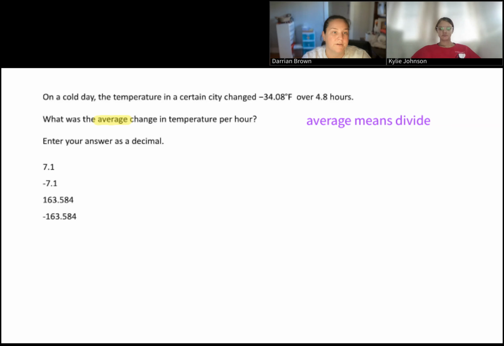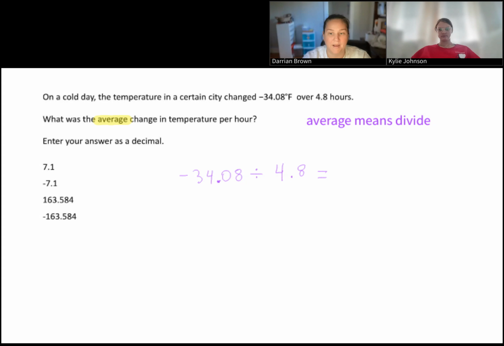Okay, it wants the average change in temperature per 1 hour. We have a total of 4.8 hours, and then we have a total temperature change of negative 34.08. So we have our totals already. We literally just need to divide. So on yours, write negative 34.08 divided by 4.8. And let's look at it before we do any math.